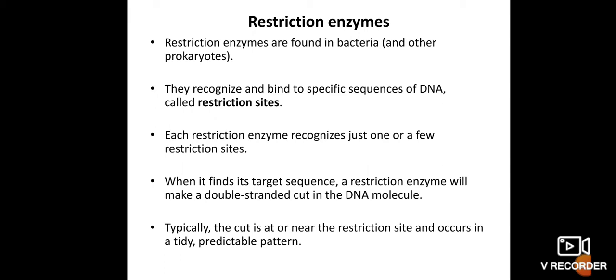Now, why do the bacteria have restriction enzymes? It is to kill the DNA of their enemies. What are the enemies of the bacterial cells? The bacteriophages. So these phages, when they invade the bacterial cells, the bacteria have these restriction enzymes, which cut or cleave the phage DNA and kill it off.